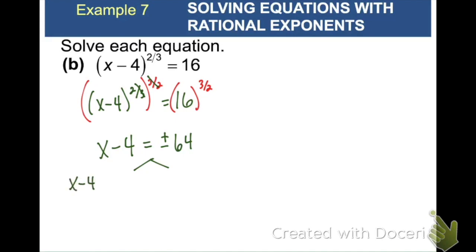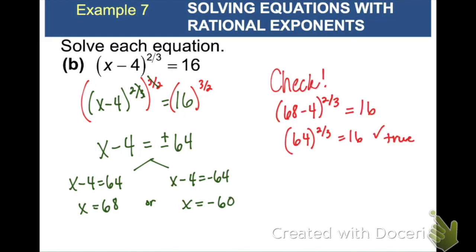So now I'm going to split this into two equations, x minus 4 equals 64, and x minus 4 equals negative 64, and solve. If we plug 68 back into our equation and check it, we get a true statement. And again, if we plug in negative 60, we also get a true statement.